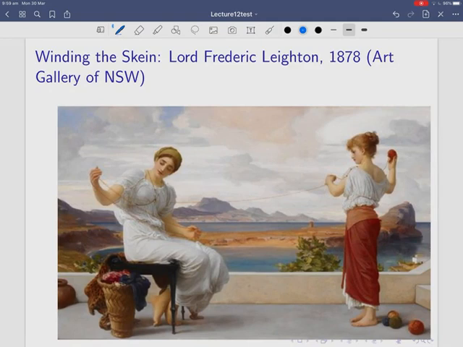Another bit of art, this one's in the Art Gallery of New South Wales, which of course is closed at the moment, but you can go and see it when it reopens. It's a very nice picture.